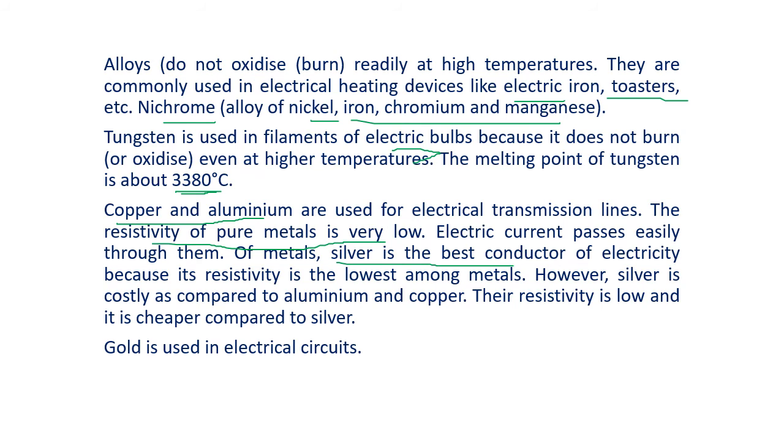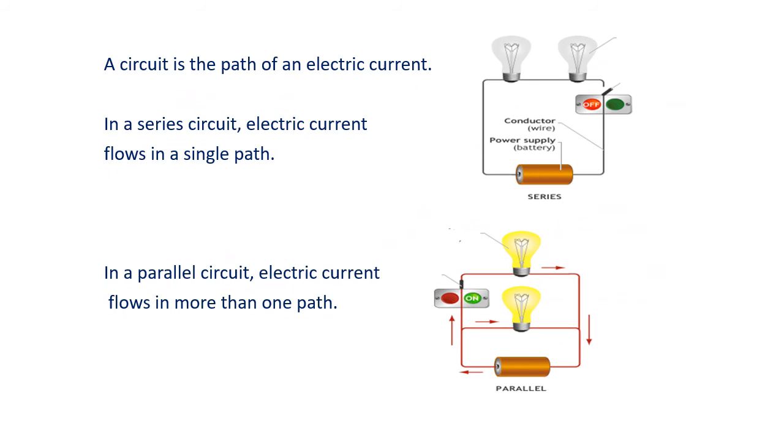Silver is the best conductor, but being costly, it is not mostly used. Gold is also good and used in electrical circuits, but gold is also costly, so it is very less used. So we have talked about some alloys over here and their uses in electrical circuits.